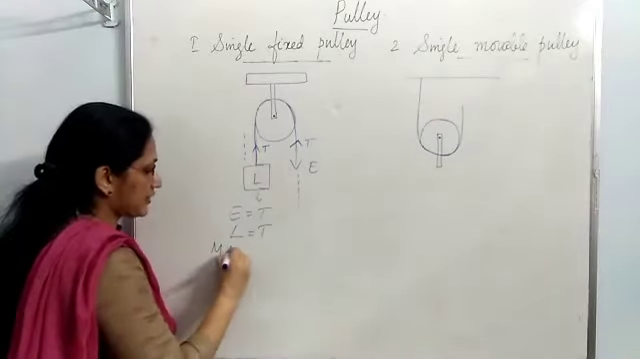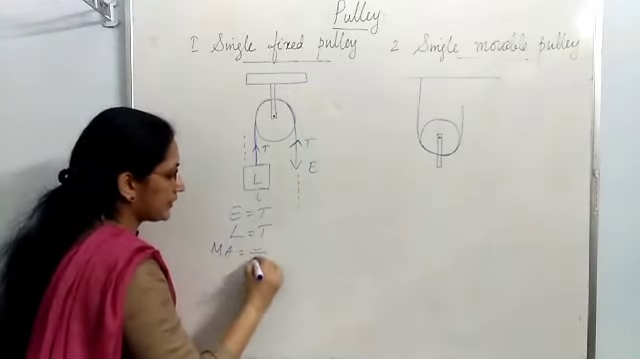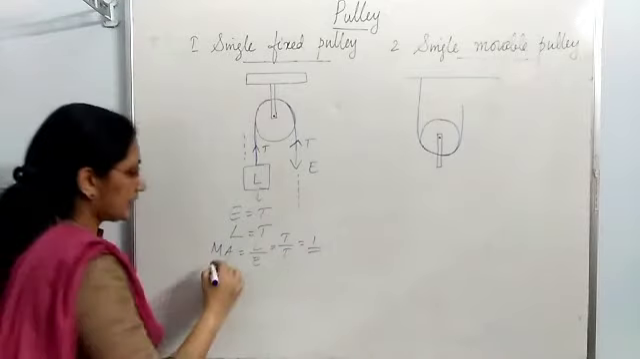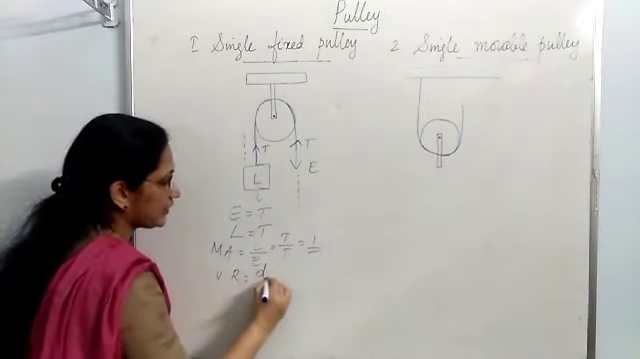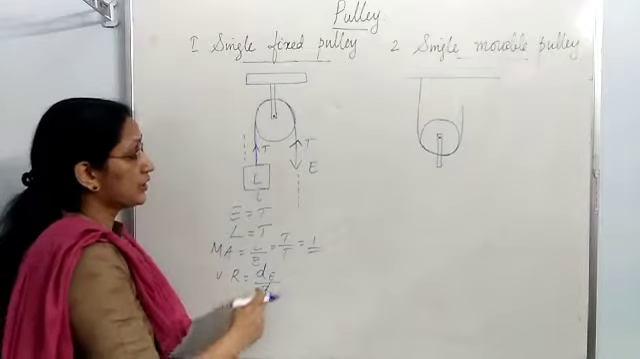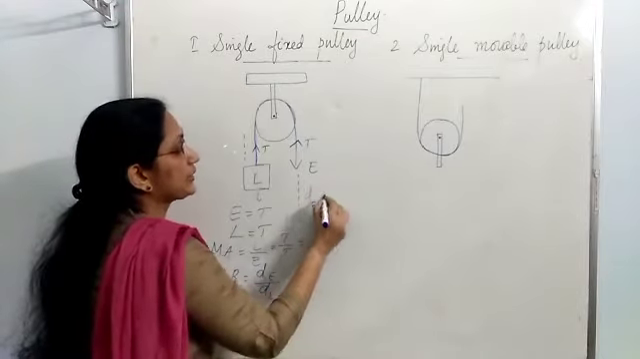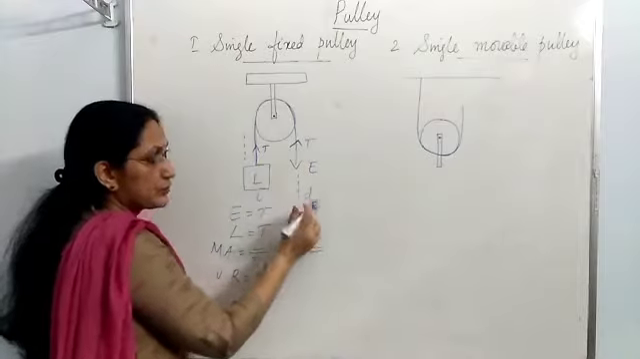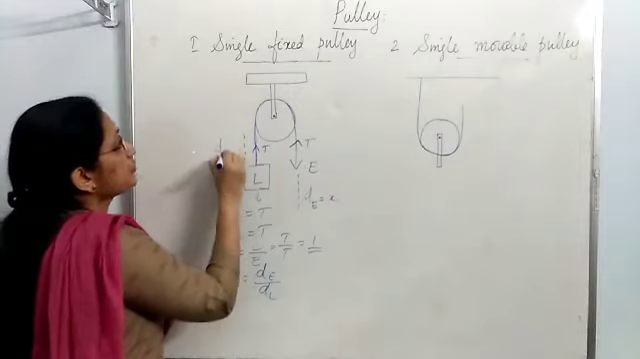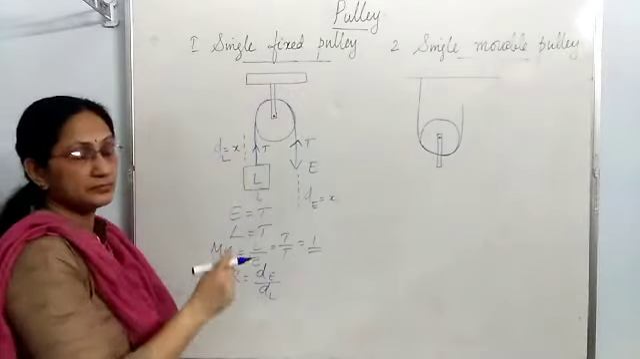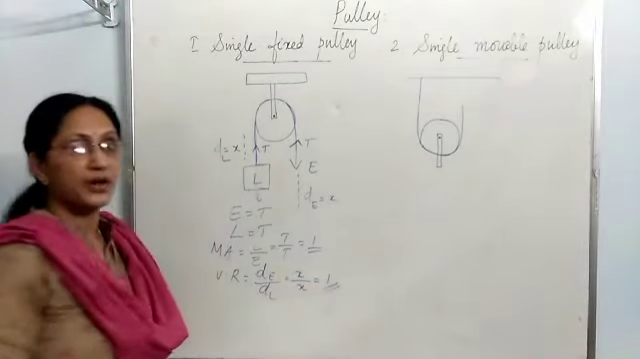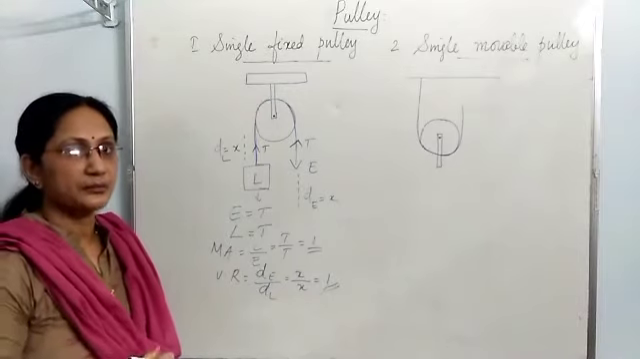So what is its MA? MA is equal to L by E. That means T by T, which is equal to 1. Then what is its VR? The VR formula is displacement of effort upon displacement of load. Suppose you pull this rope down by X units of distance, then the distance moved by the load is also the same. So displacement of effort and displacement of load are equal, which means the velocity ratio is 1.